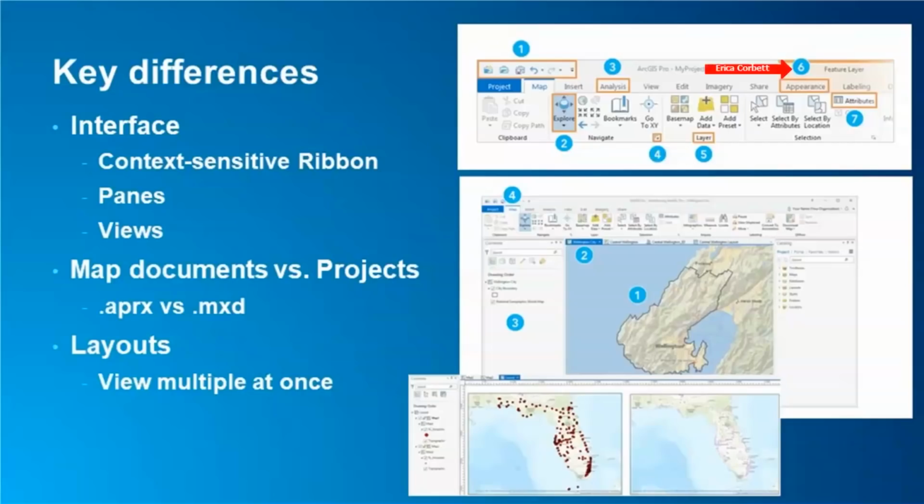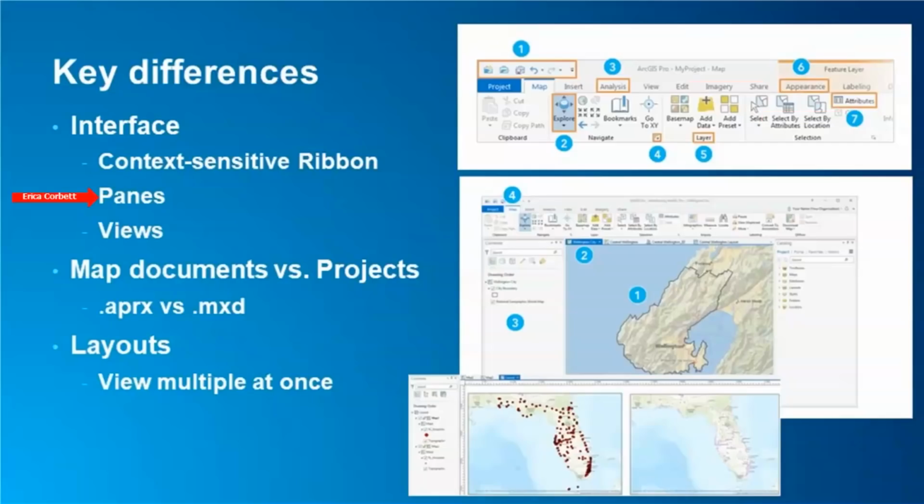We have the contextual tabs, which appear under specific conditions. So depending on the layer that you have selected in your table of contents, ribbons will appear to give you tools for that specific type of layer. And then, of course, we have our buttons and our tools, which execute those software actions.